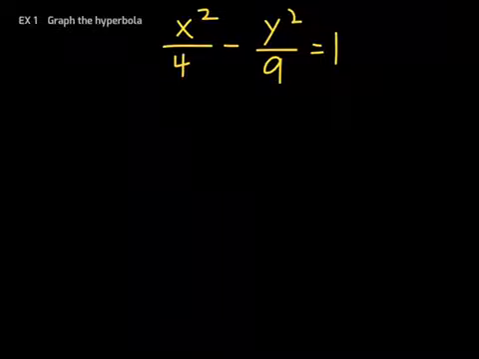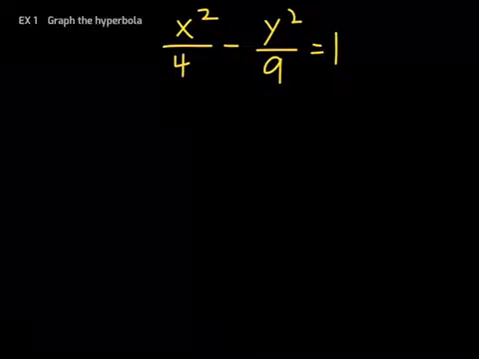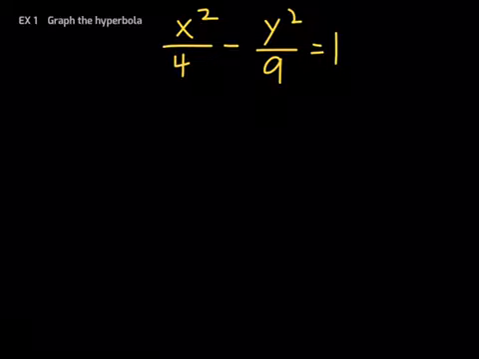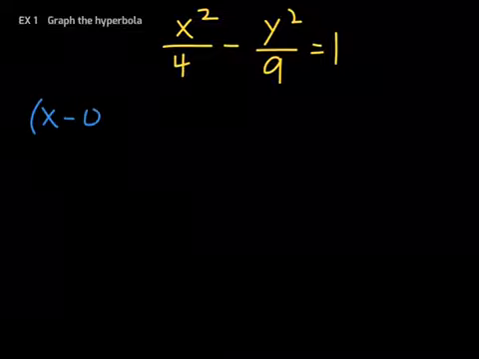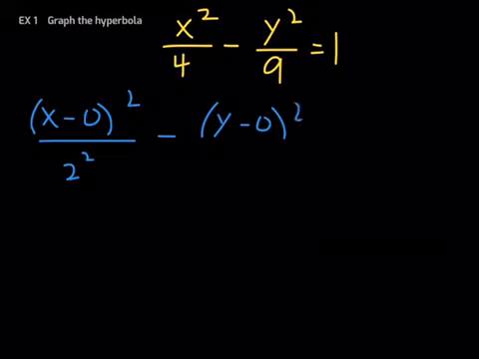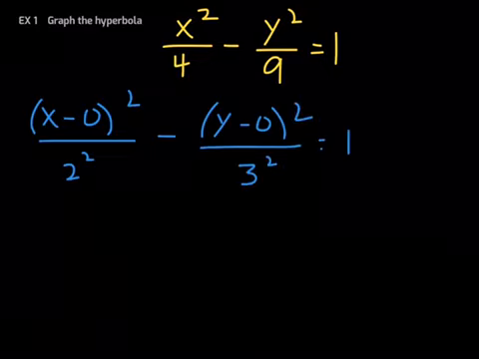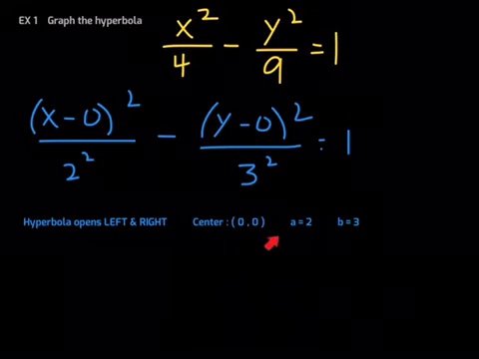Now, which term comes first, x or y? You can see x does. So you already know that this hyperbola opens to the left and to the right. Now, you can see that there is no shifting or no translation happening here. So my center is 0, 0, all right? To drive home that point, I can rewrite this as x minus 0 quantity squared over 2 squared minus y minus 0 quantity squared over 3 squared equals 1. Cool? So this is what we know so far. The hyperbola opens left and right because the x term comes first, and the center is 0, 0. A is 2 and B is 3.